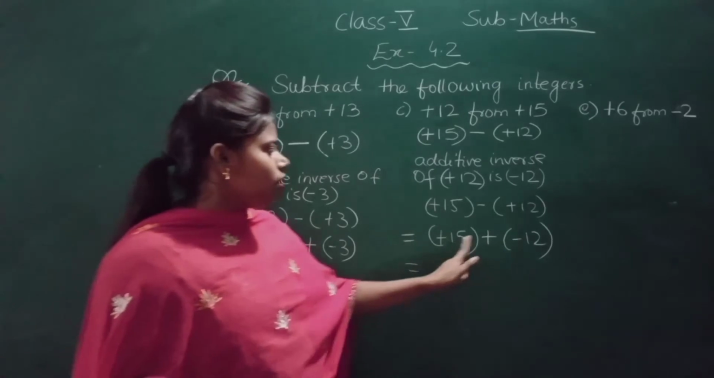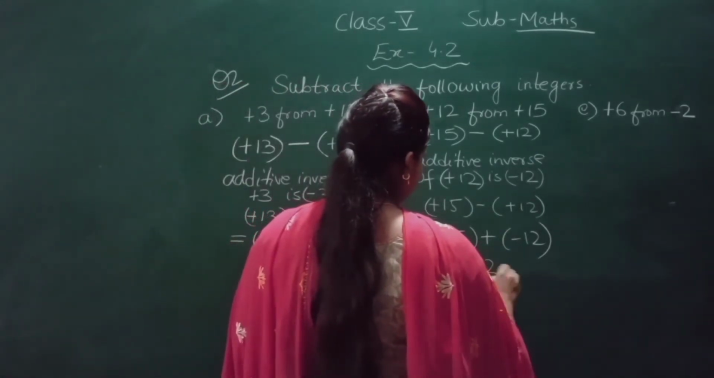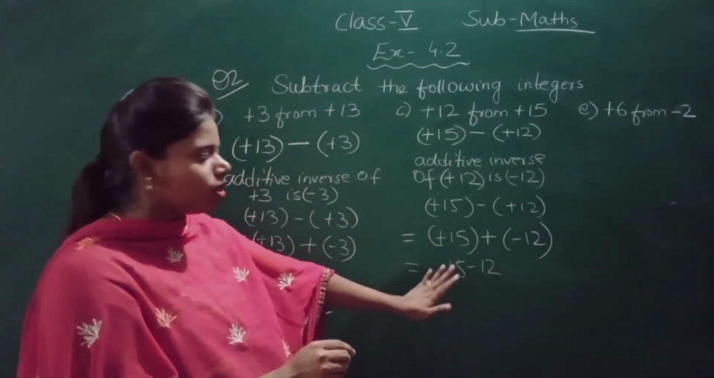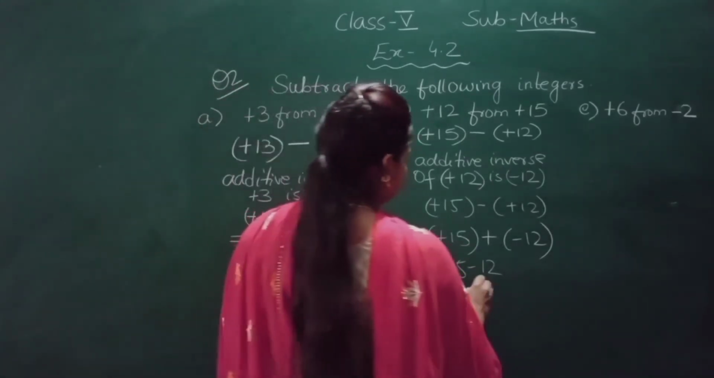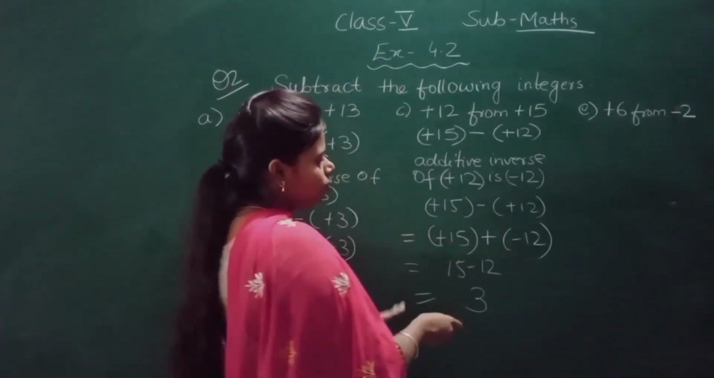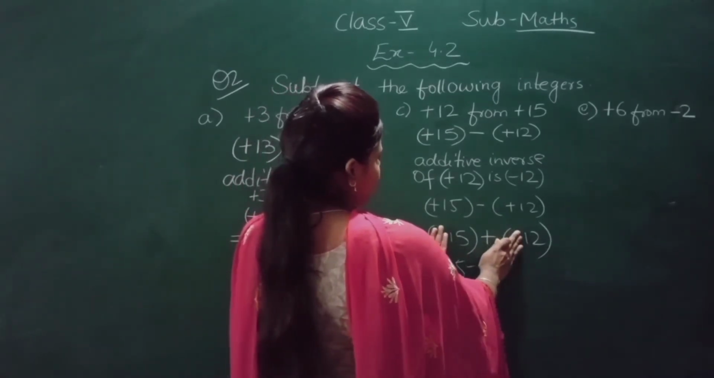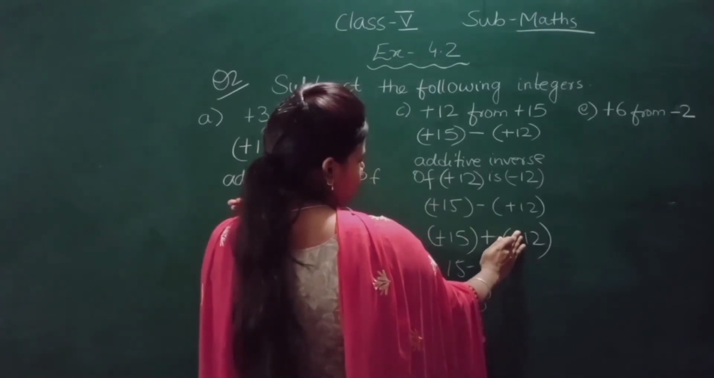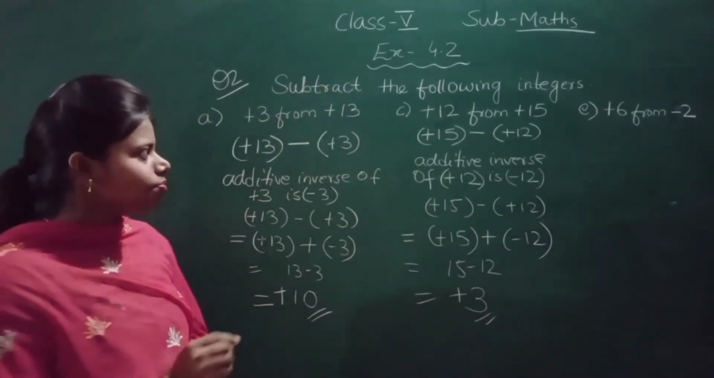So 15 minus 12 will be how much? You can write here, just for your convenience, otherwise you can do it directly. 15 minus 12 is 3. Now which sign will we put? We will cover this, don't do it for this, you do it for this. So which one is greater? 15. In front of 15, what is there? Plus, we will put the plus. This is the answer.